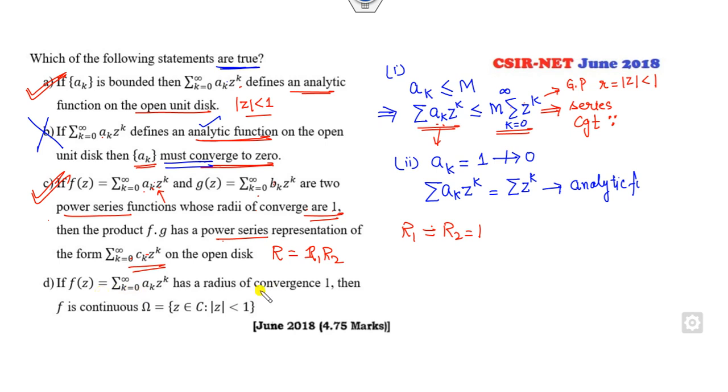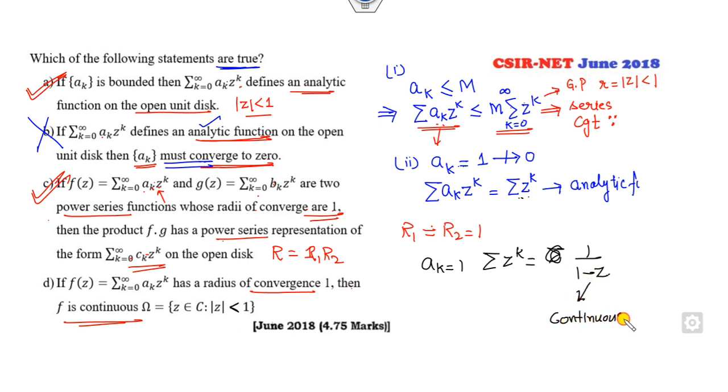If f(z) has radius of convergence 1, then f is continuous. Okay, I can simply take the same example. If I simply take k as 1, then this series is here. I can write this as 1 over 1 minus z, and you can see this is an open interval. So this is fine. If it is an open interval, then this function is continuous. Fine, because this is well defined whenever mod of z is less than 1, so it means this function is continuous. So this is also the right answer.